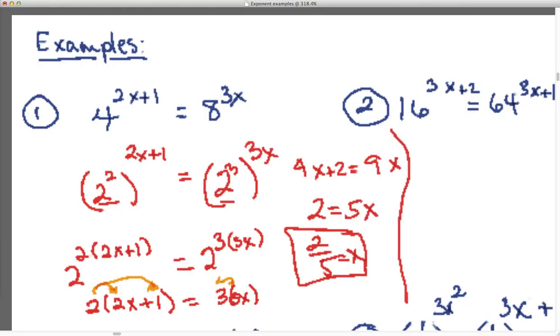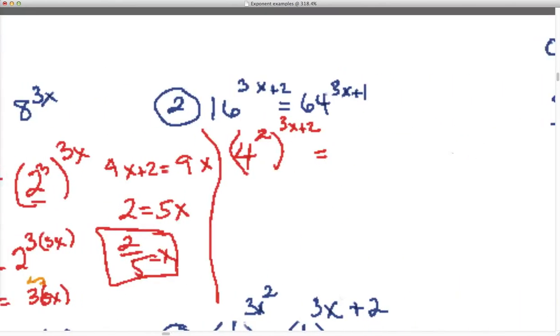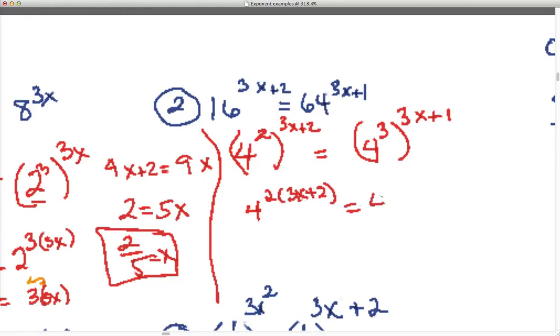This time you could do either 2 or you could do 4. 4 would probably be easier. You want to go with the largest possible common base. 4 squared is 16 raised to the 3x plus 2 equals 4 cubed. And once you get the hang of this, you don't need this step. You can just go immediately to this step. But it doesn't hurt, you know. It shows the grader you know what you're doing.